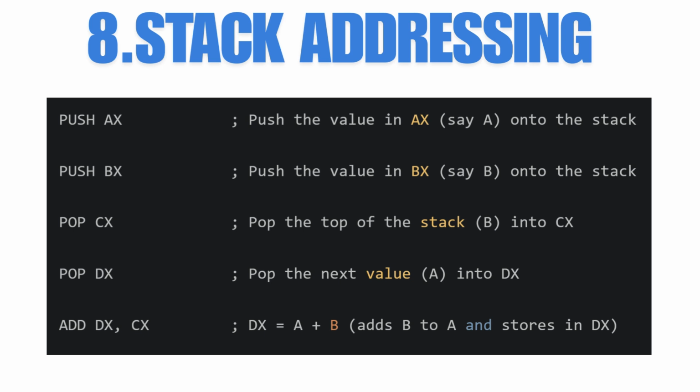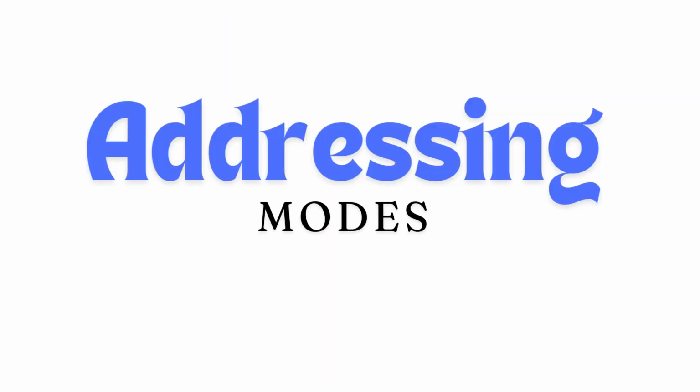Push BX pushes the value in the BX register onto the stack, so now BX is on the top. Pop CX pops the top value of the stack into the CX register. Pop DX pops the next value in the stack into the DX register. Add DX, CX adds the values A and B and stores the result in DX. Addressing modes are critical in computer architecture because they define how the processor should locate the operands needed for the execution of instructions.